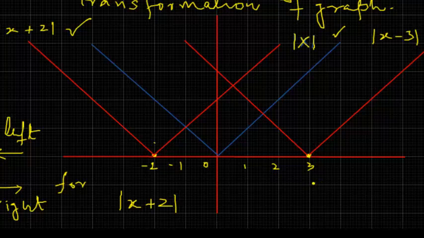Now we will discuss graph of absolute value x minus 3. This minus 3 shifts the graph 3 points towards right. So it starts from 3. This absolute value of x moves 3 points to the right. Now the graph will become this. This is the graph for absolute value of x minus 3.